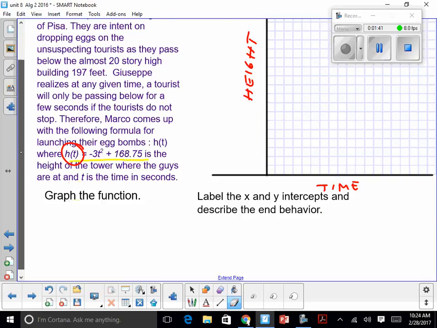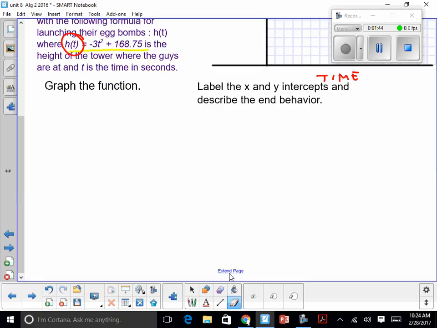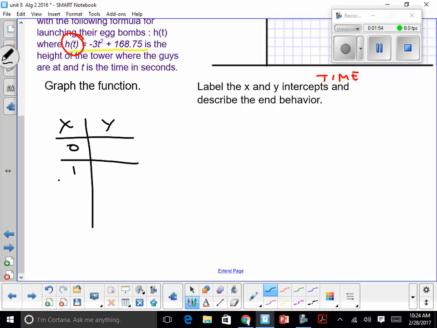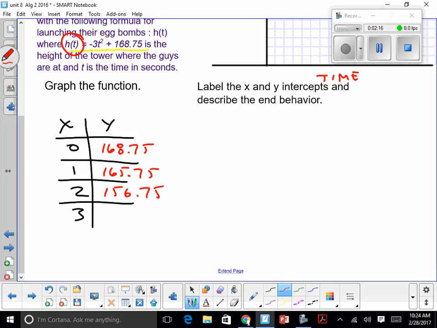All right, somebody help me with the table. 0, 1, 2, 3. The neighbor to 0 is 168.75. 165.75. All of them have 75? Okay. Whisper so I can hear up front. Say it again. 156.75, and that last guy, 141.75.